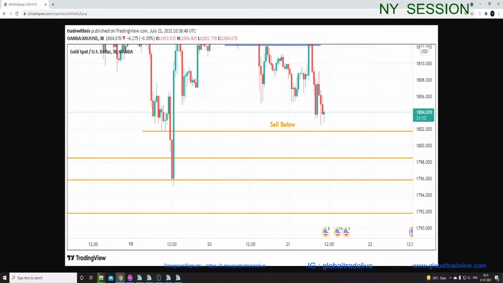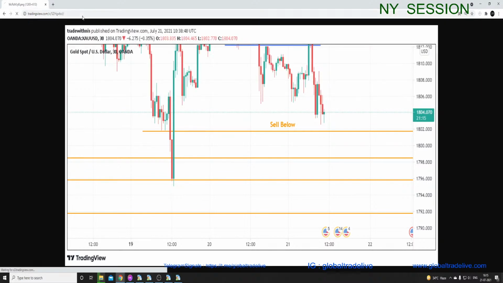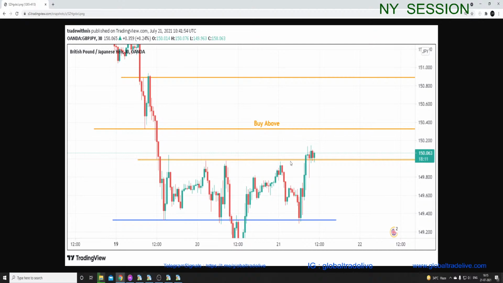Let's just check this GBP JPY graph over here. Alright, so this is the GJ 30 minutes chart, and it's really a good plan. What you can do is execute a buy trade when this candle breaks this high. You can execute the trade at that point. I'm also going to execute the trade at that point, I think.